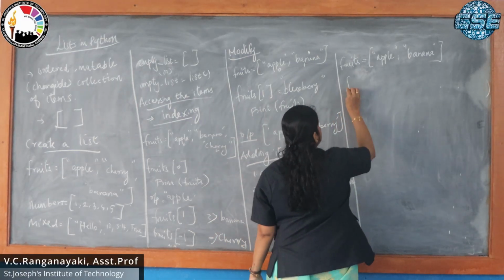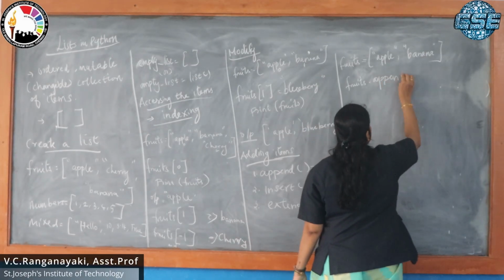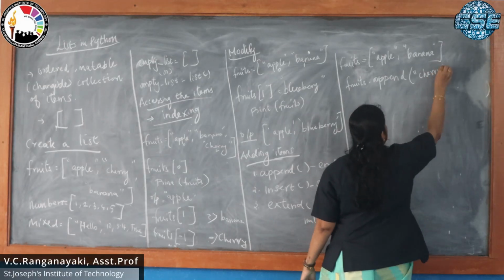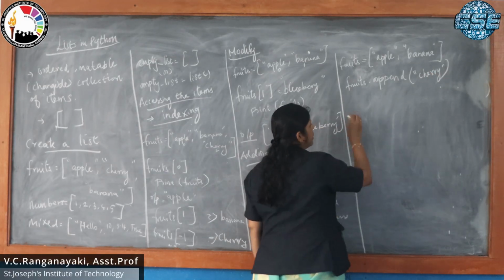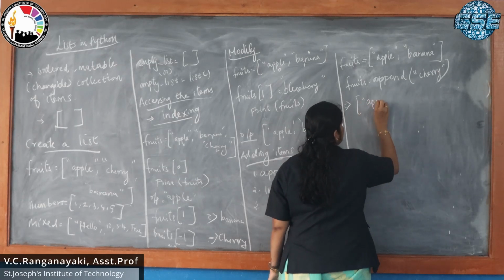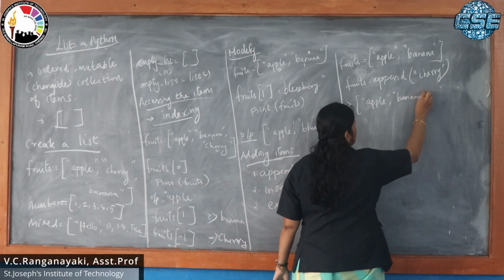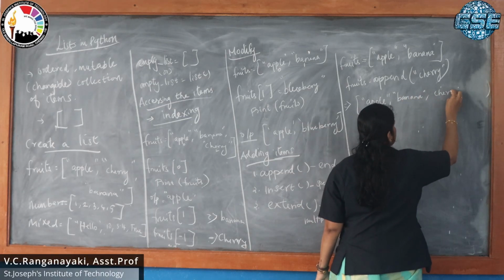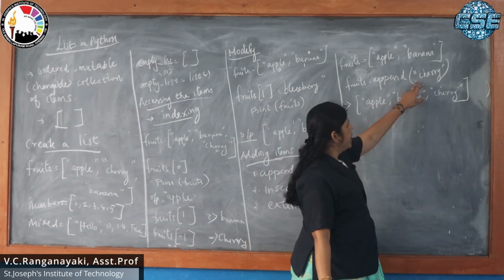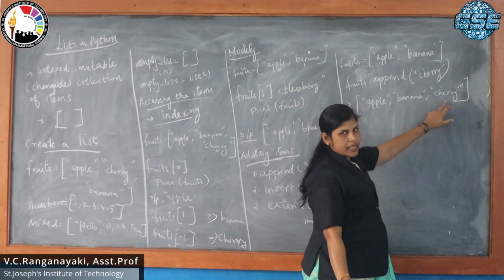Okay, so first fruits dot append cherry. Okay, now the list changed to apple, banana, cherry. So because I appended cherry, so cherry appended means the item added at the end.